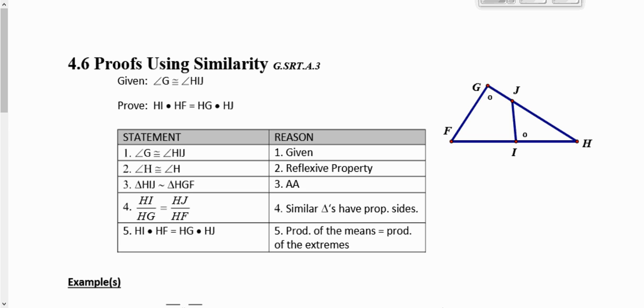So here we are given that angle G is congruent to angle HIJ. They want us to prove this. What the heck is this? That HI times HF equals HG plus HJ. What does that look like the result of doing here?